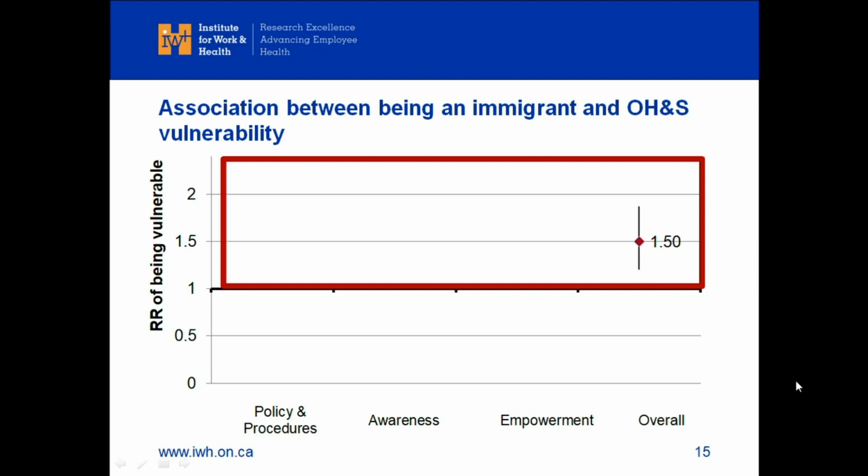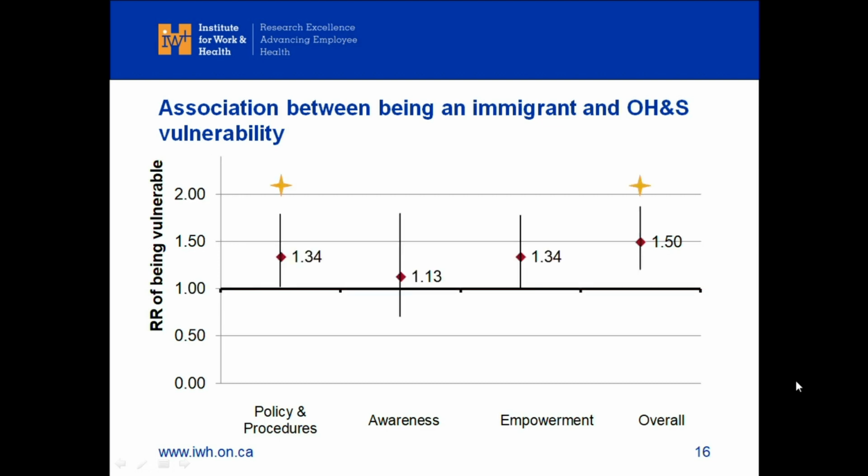In the red box, anything up there indicates that immigrant workers are more at risk than the population that we compared them to. And these bars here just indicate how confident we are in our estimate. So when they cross the 1 here, we're a little bit less confident in our finding. But overall, we found that immigrant workers were 1.5 times as likely as Canadian-born workers in Ontario to experience any type of vulnerability.